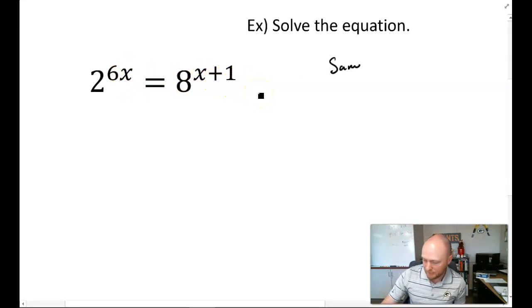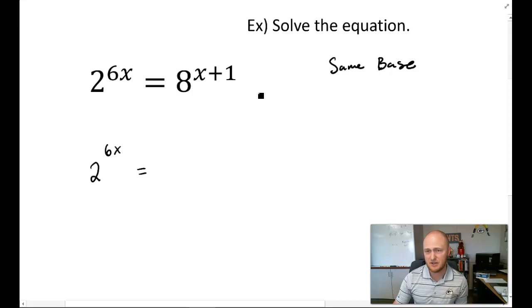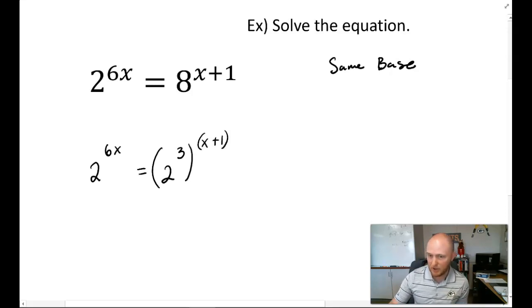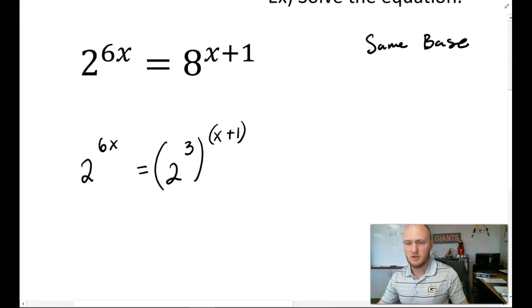Remember, can I write these as the same base? And the base that we're going for here is 2. So 2 to the power of 6x is equal to 8, this is 2 to the power of 3. And I'm going to put x plus 1 in parentheses there, because what we're going to do next is pretty important.